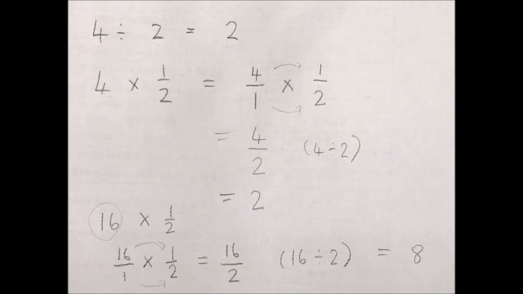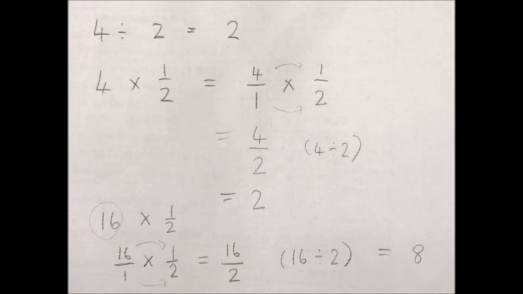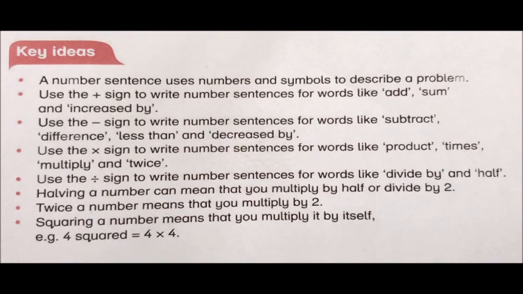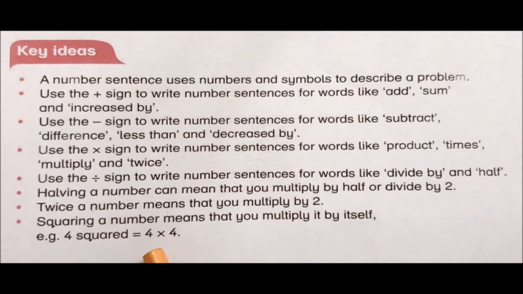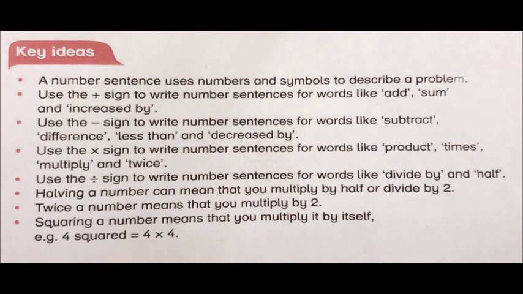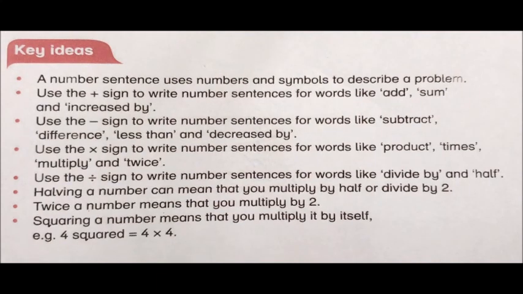So grade 6s, if you talk about halving something, you can either divide by 2 or you can multiply by a half. And then twice a number means that you multiply by 2, and squaring a number means that you multiply by itself. So there's the explanation for squaring again. It means 4 squared is 4 times 4, because it's a square, and a square has 4 equal sides, and you multiply the sides with each other to get the area of the square. So that's why it's called square.